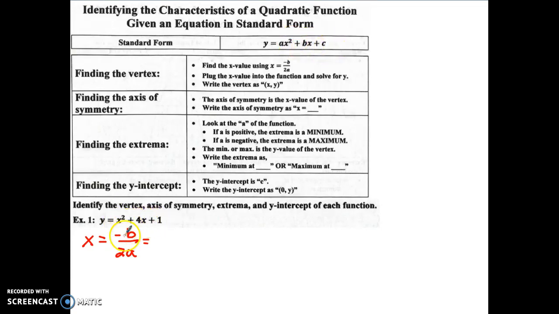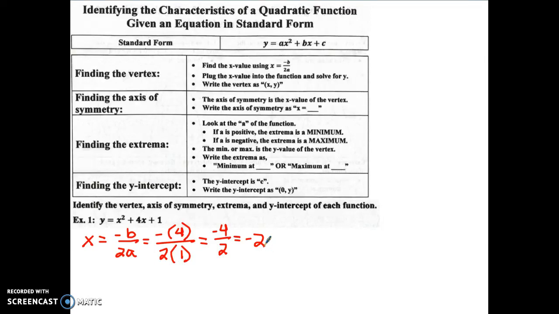So looking here, I'm going to go ahead. My b is clearly 4. And over here, my a, see that there's nothing there, so that a is 1. So we have negative 4 over 2, which simplifies to be negative 2. So that's the x value of the vertex.